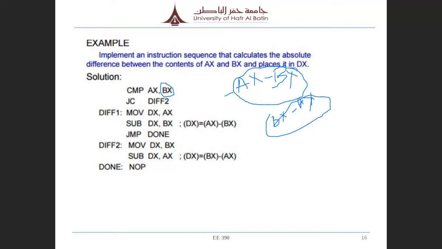So DX has AX basically, and it performs AX minus BX and the result is saved in DX. Is that okay? Do you understand these two lines?